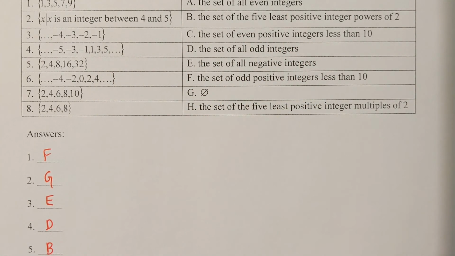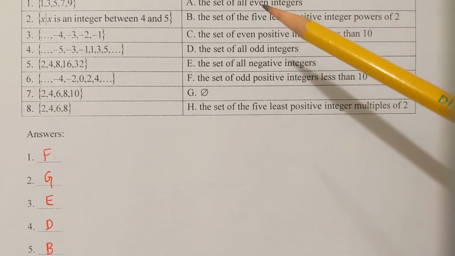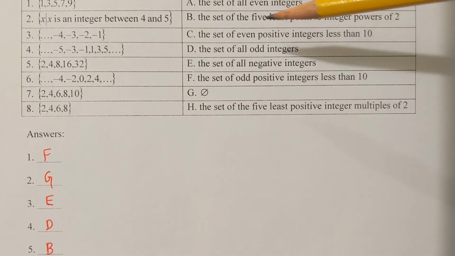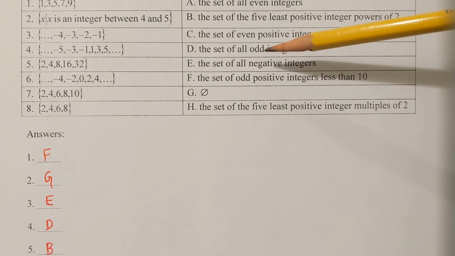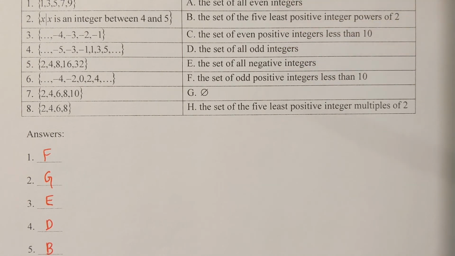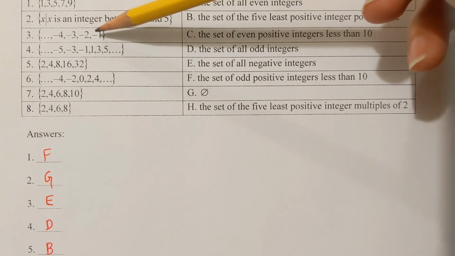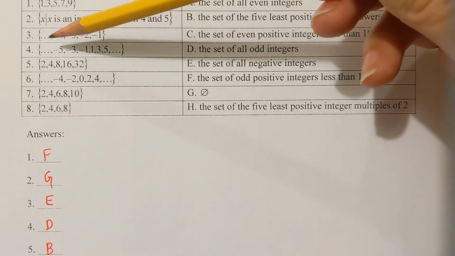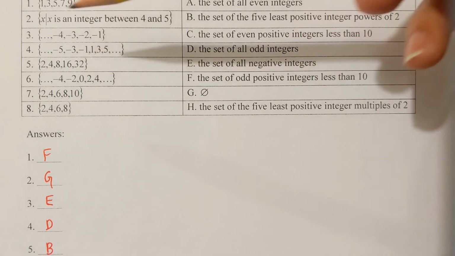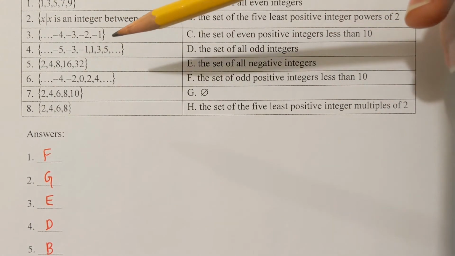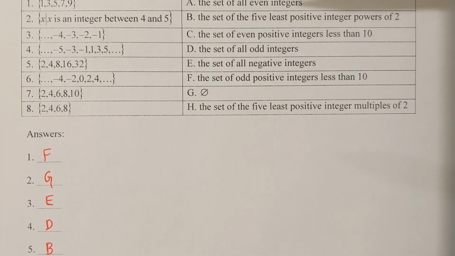Problem 3. Let's see. Looks like I'm working with negative integers. So negative 1, negative 2, negative 3, etc. Of course, the dots mean I'm going to indicate a trend going in the negative direction there. So that'd be E.